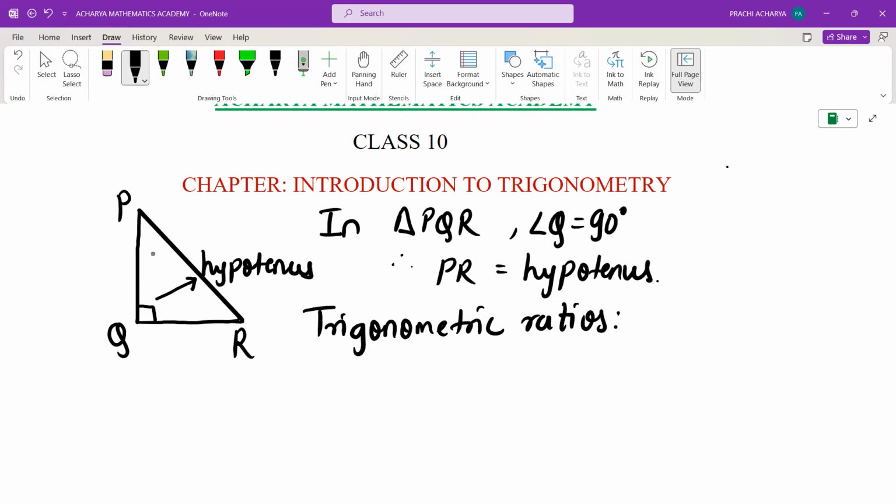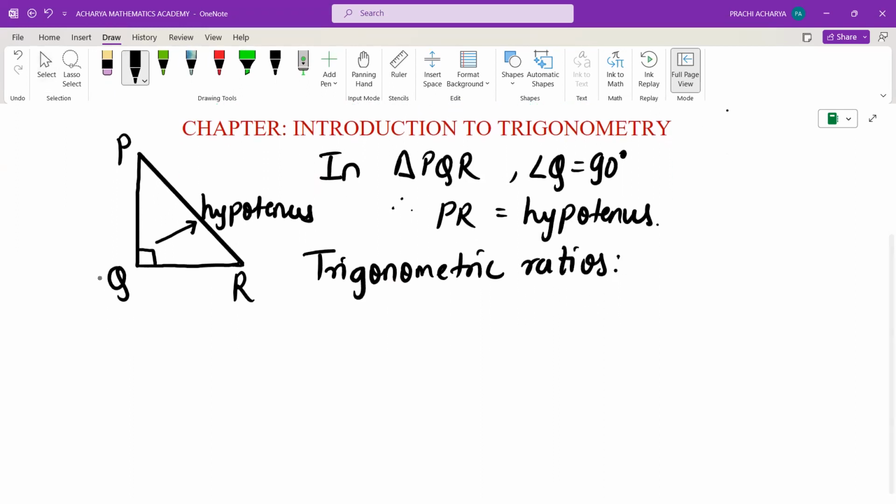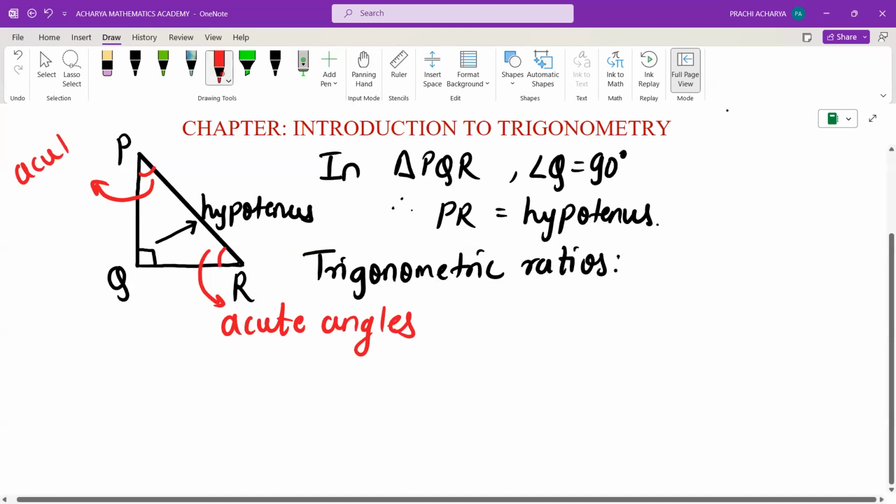a relation between sides and angle of the right triangle, of acute angle, that is the two acute angles. Let's say we can write trigonometric ratio for angle P and angle R, because in this triangle, when it is a right angle triangle, other than 90 degree, the other two angles are always acute angles. So this is also an acute angle.